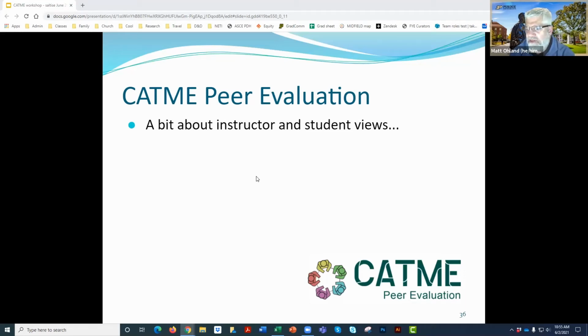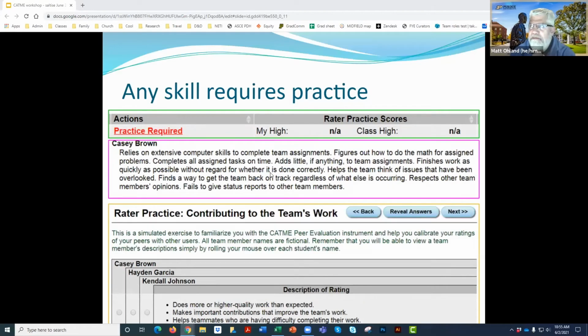When it comes to the peer evaluation system, let me show you a little bit about some other parts of the system. A number of things I was going to mention have been covered now, so I'll just briefly show this one. Because any skill to learn requires practice, and because one of the significant barriers to peer evaluation is peer pressure, the system has a rating practice system where a verbal description is given of a student's behavior, and students are expected to rate those scenarios, but these are fake people.